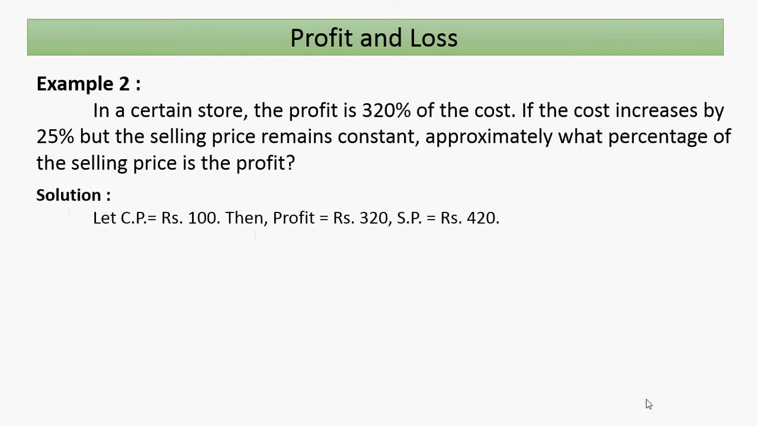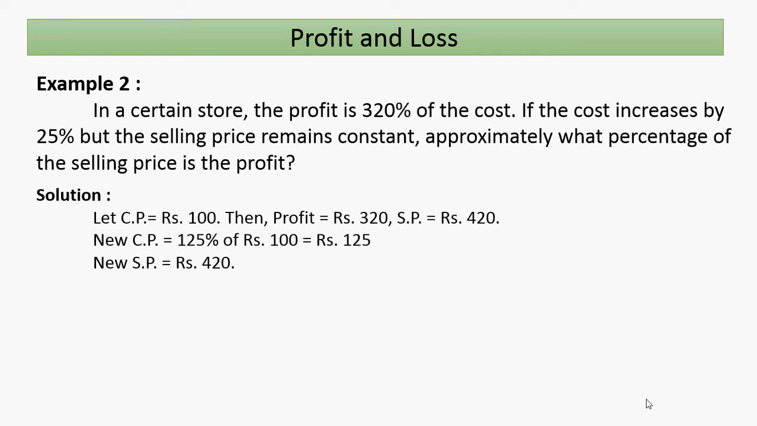Let's see, the cost price is rupees 100, and we are getting 320% profit. So 320 plus the actual price, 100, so the selling price is 420. Next, the cost is increased by 25%, so 100 plus 25, the new cost price is 125%.